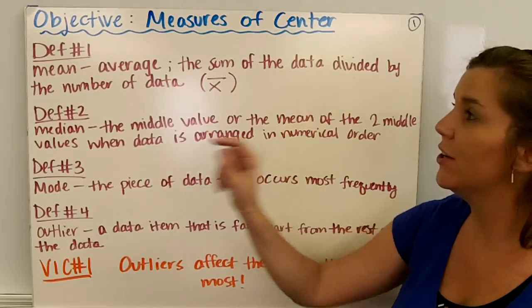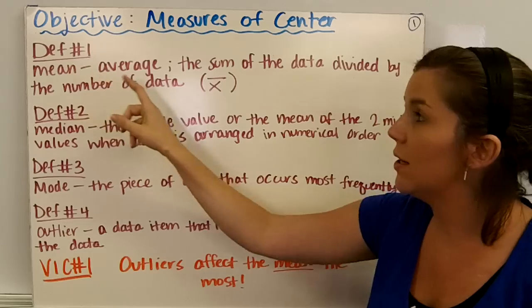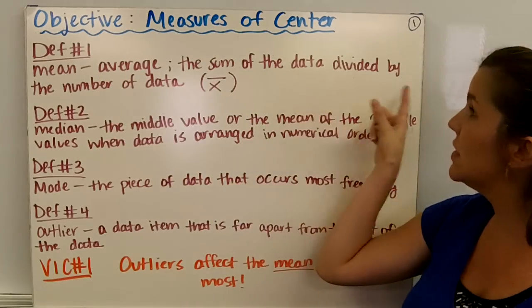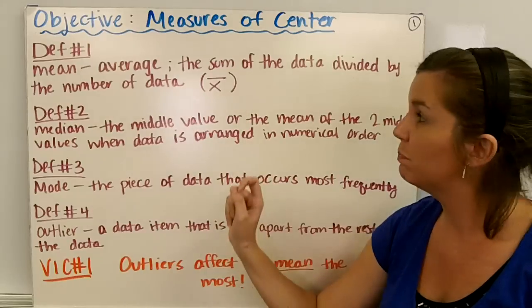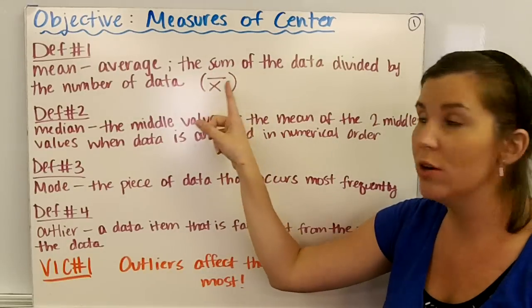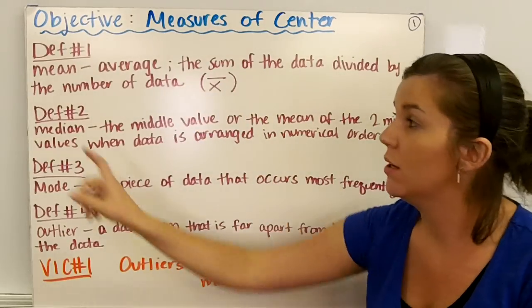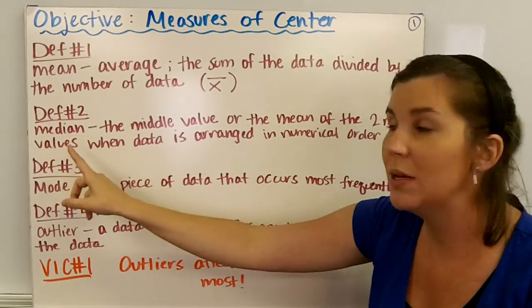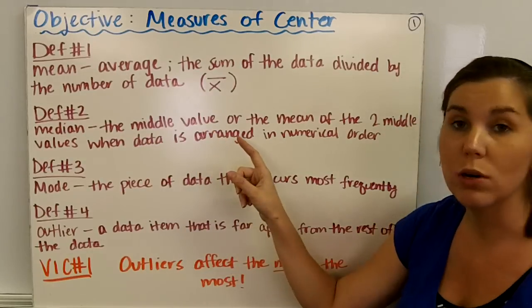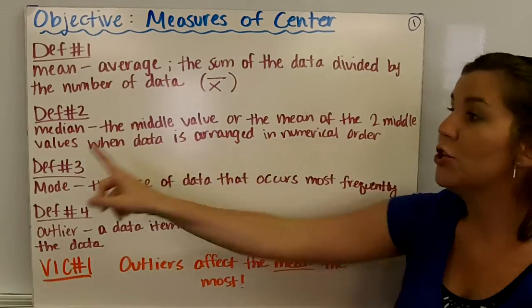Objective: measures of center. Definition number 1, the mean. It's the average: the sum of the data divided by the number of data. We use x-bar, X with a bar over top of it, to denote the mean. Definition number 2, median, is the middle value, or the mean of the two middle values.